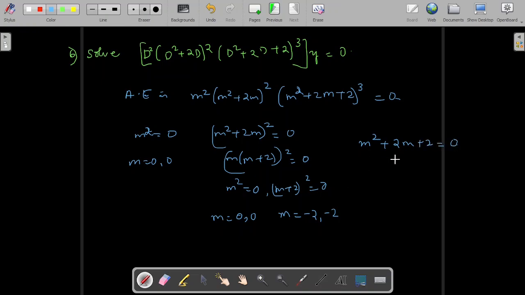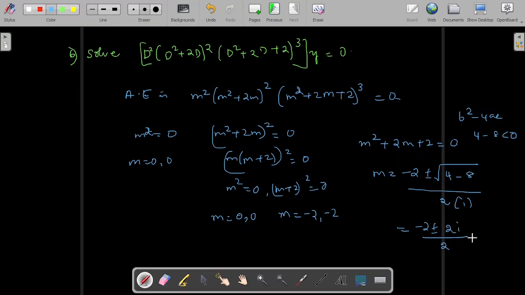Next is this factor, m square plus 2m plus 2 equal to 0. Here you will get the discriminant b square minus 4ac, so 4 minus 8, less than 0. So complex roots, directly apply the formula. Minus 2 plus or minus square root of b square, which is 4, minus 4ac, which is 8, divided by 2a, which is 2 into 1. So minus 2 plus or minus square root of minus 4, which is 2i, by 2. This is equal to minus 1 plus or minus i.